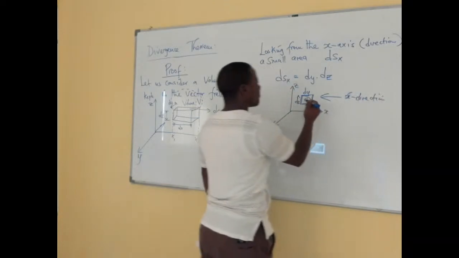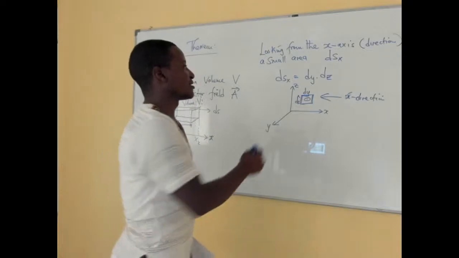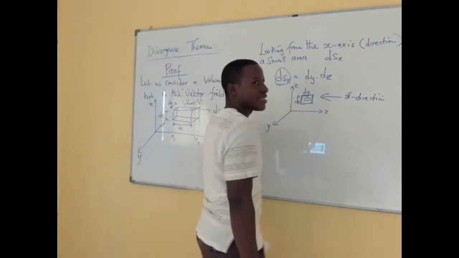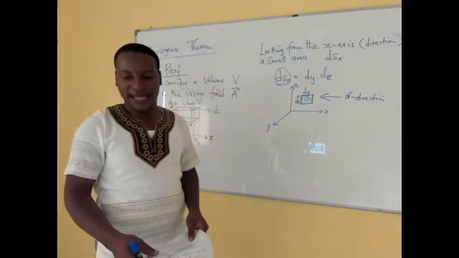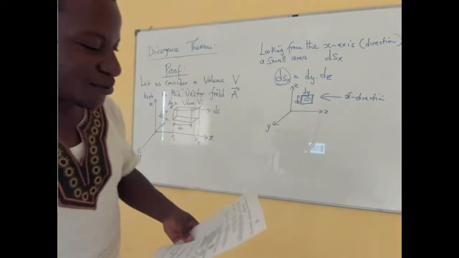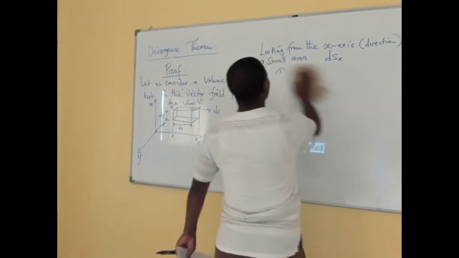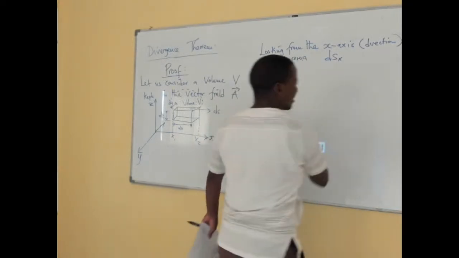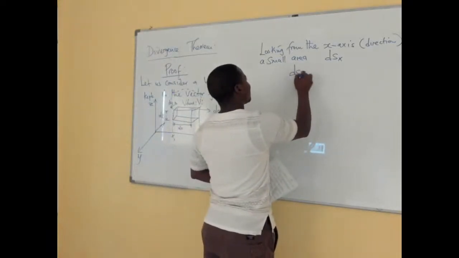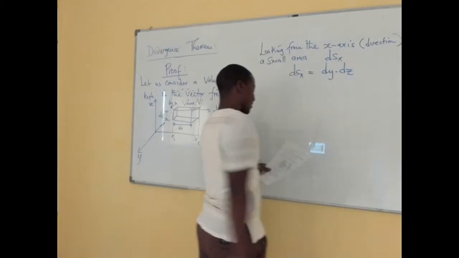So you can only see the components in the z and in the y direction. That's why that small component in x must be given by dy dz. As simple as that. Now, we want to see what we get when we look at the divergence of A. We know we have this small surface that we have cut, which gives us dS in x, which must be equal to dy dz, like that.